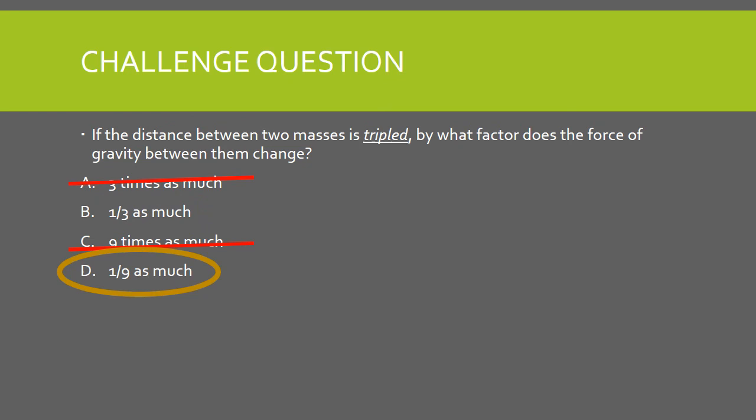That's because Newton's law of gravitation is an inverse square law. So that factor of 3 for the triple part would be squared. 3 squared is 9, so you have 1/9, which is 1/9 as much.